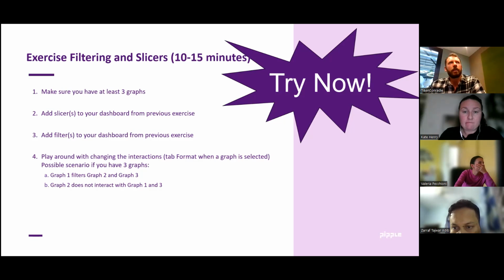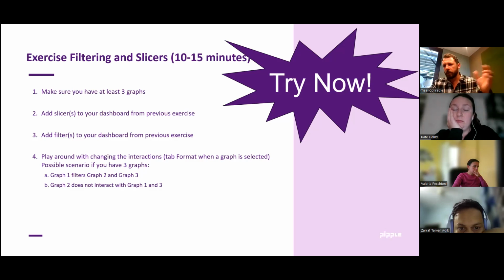So possible scenarios: if you've got 3 graphs, graph 1 filters graphs 2 and 3, graph 2 does not interact with graphs 1 and 3. You guys can play around with that. Just make sure that your intention is also what you see back in your interaction, if that makes any sense. If you want one graph to not impact the other graph, or one slicer not to impact the other slicer, that is what you end up with. If that's not the case, let me know, and then I'll answer the question.